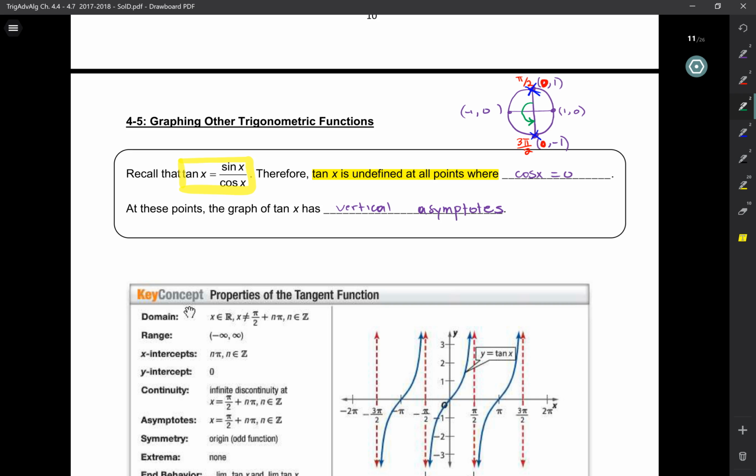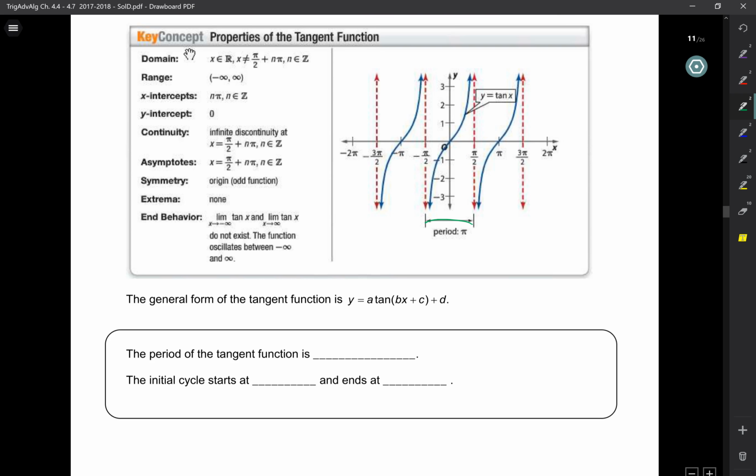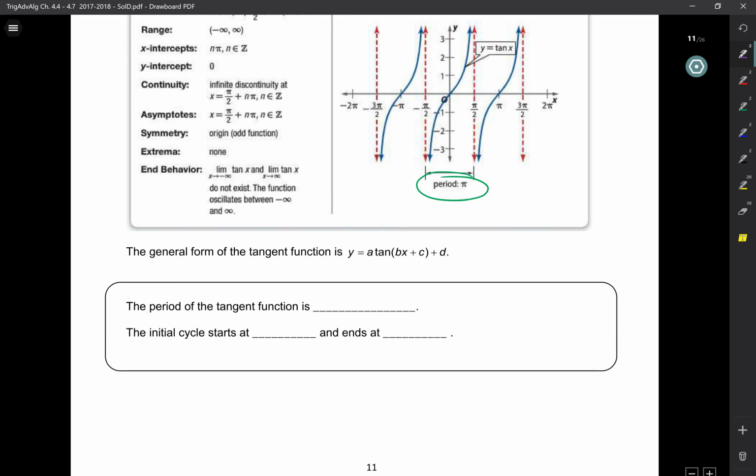So if the period for the sine and cosine was 2 pi, for the tangent, it's going to be 1 pi. All right? That is the important part. So the period is going to be 1 pi for the tangent. Now, specifically, why do we care about that? Okay, let's write that here. The period of the function is pi.